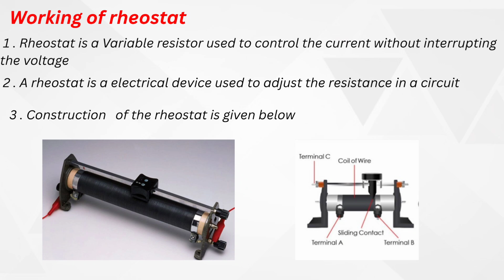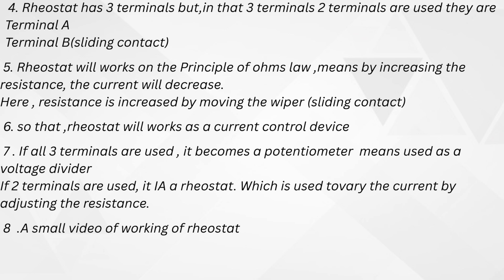Now we'll see the construction. The first image is the real image, and the part names are mentioned beside it. Basically, in a rheostat there are three terminals A, B and C, but we are using only two terminals, that is terminal A and the sliding contact. This sliding contact is also called the wiper. This rheostat works on the principle of Ohm's law. We already know about Ohm's law, right?